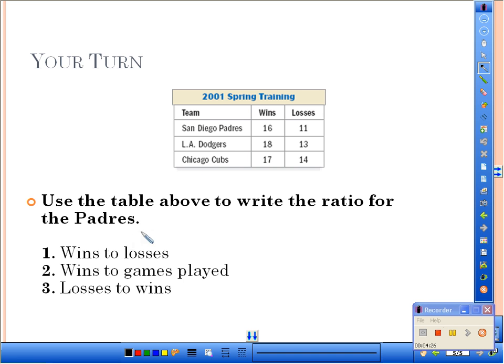Now check your answers. Wins to losses, for the Padres, notice we're looking at the Padres, here's our wins and losses, would be 16 to 11. Wins to games played, we would combine the wins and losses for a total of 27 games played. So our ratio for number 2 should be 16 to 27. And then finally our losses to wins, 11 to 16. Again, you can write it using the colon, the fraction bar, or the word to.